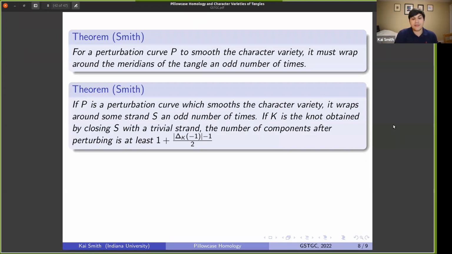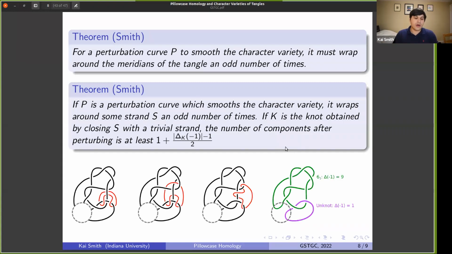And then the number of components you get after perturbing is bounded below by this formula here, which includes the Alexander polynomial of the knot K. That's a pretty simple thing to compute just from the picture of your tangle without having to actually compute the character variety. So here are three examples of perturbation curves, and let's see how they work with these theorems.